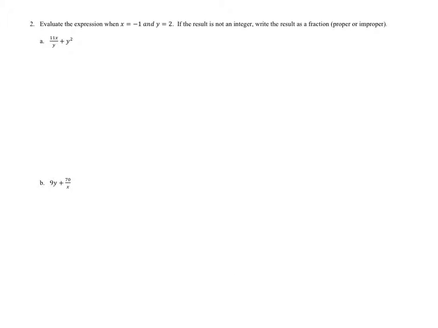Next. Okay, now we have some different values for x and y. And so it says when you get the result, if it's not an integer, we're going to write the result as a fraction, either a regular proper fraction or an improper fraction. So here we go. Part A says, okay, we are going to substitute negative 1 in for x. And in the denominator, I'm going to put 2 in for y. And then I'm going to put 2 in for y again, and I'm going to square it. So basically, I'm almost done. I just have to do some evaluation.